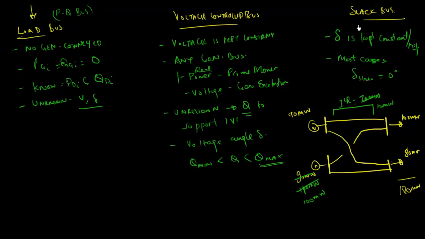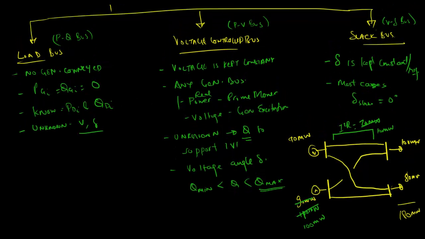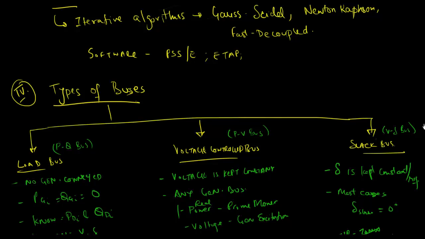So that is why there has to be just one generator bus in your system, that is the slack bus, which picks up the slack of the real and reactive power in the system, and it also acts as a reference for the voltage angle. So that is your slack bus. Now that you have this knowledge, let's go back and see what the options are.